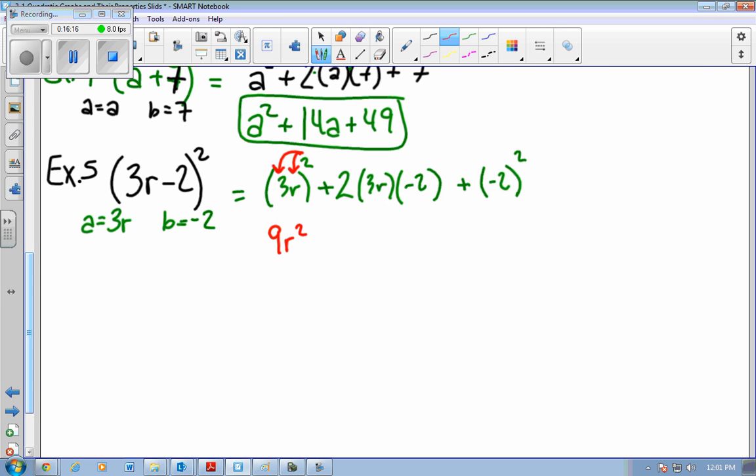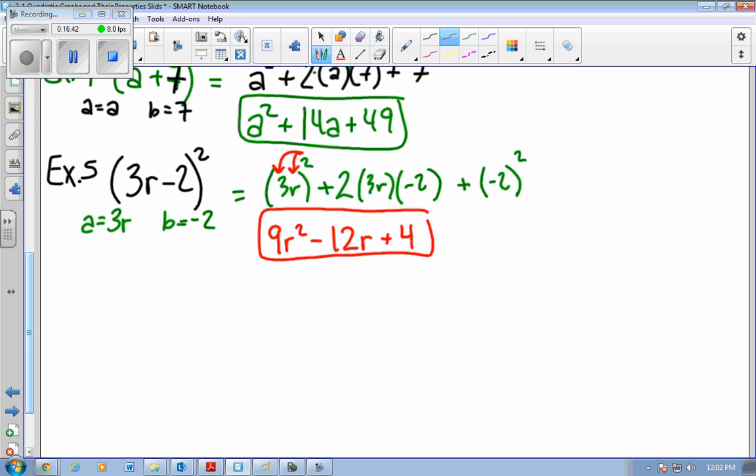2 times 3r would become 6r, times -2 would become -12r, plus. Notice the -2 is in parentheses because we're also squaring the negative. -2 times -2 would be a positive 4.